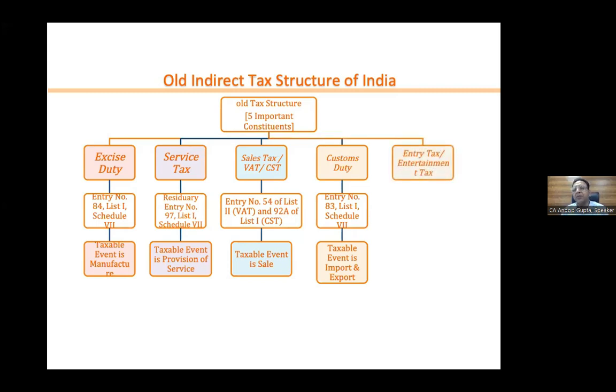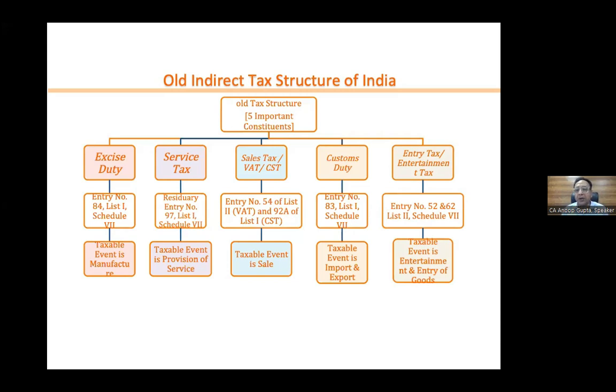There were some other taxes also, like entry tax, entertainment tax, octroi. There were different taxable events for these taxes. One was on manufacture, one was on the provision of service, one was on the sale, one was on import and export, one was on the entertainment or entry of goods inside a state, and like that. But all those taxes are now being subsumed in GST, and there is only one taxable event now.